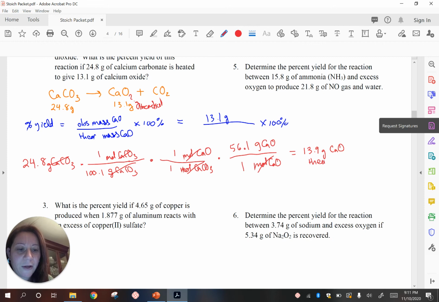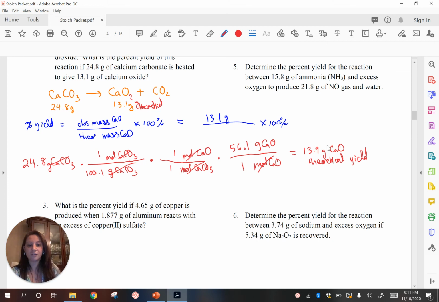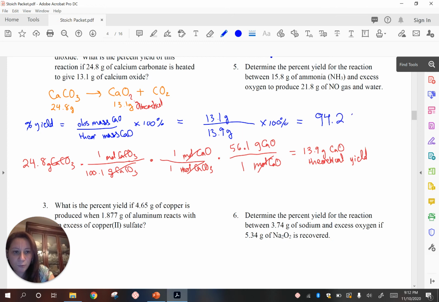This is your theoretical yield or theoretical mass. So theoretically, if we lived in a perfect world, there were no sources of error whatsoever, I should have gotten 13.9 grams of calcium oxide. When I actually carried out my reaction, I only got 13.1 grams. So what is my percent yield? So you take your observed, which is 13.1, and you divide that by what you theoretically should have gotten, which is 13.9 grams times 100%. And this ends up being 94.2%. And that is my answer.